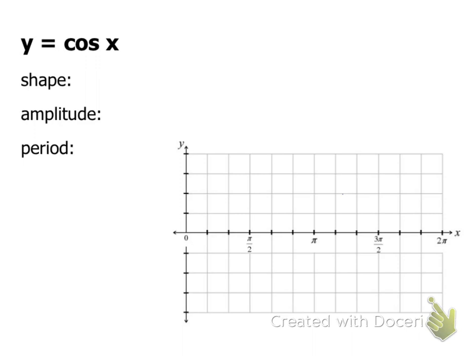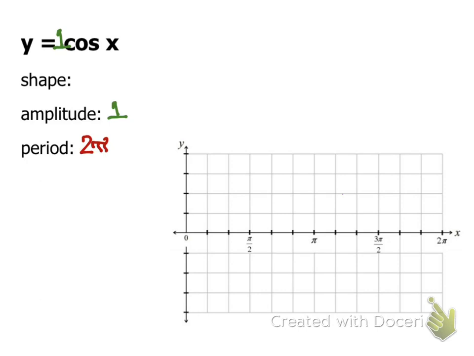For y equals cosine x, we'll add the shape in just a second. The amplitude for this is 1. Remember, amplitude is half the height of a wave, and we get that from the 1 that we assume is right there in front of cosine. The period for cosine is 2 pi.